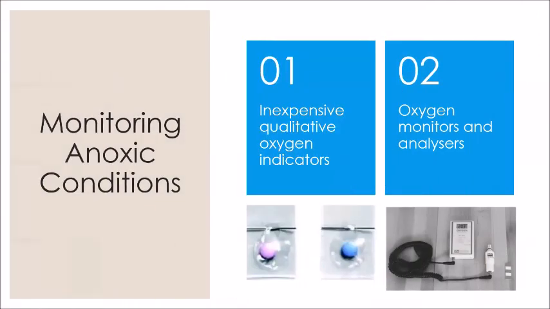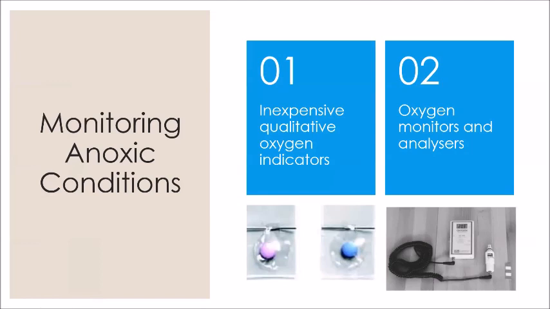Here we come to the monitoring part, monitoring the anoxic conditions. Now, when do we think that there's a lot of oxygen built up inside, that there's a huge leakage? We also keep these small tablet-like things, which change color with the oxygen level. So these are inexpensive oxygen indicators.